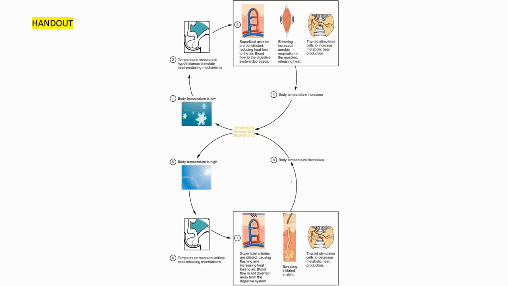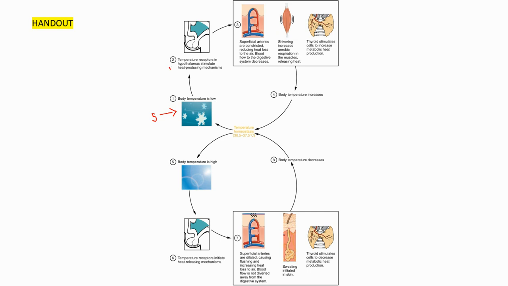Now, through negative feedback, you have this handout in your packet there. To show you homeostasis here, if you start up here with number 1, we have a problem where body temperature is too low. So this is our stimulus. This is our problem. Body temperature is low. We've done this I don't know how many times, so let's just talk about it again.